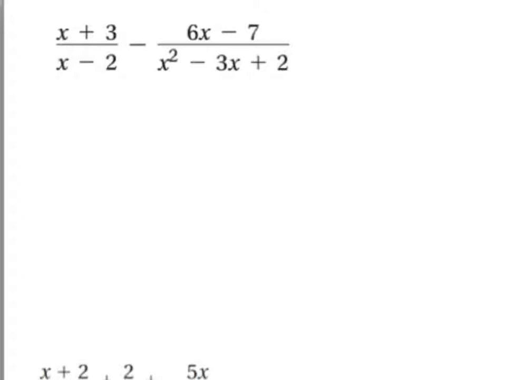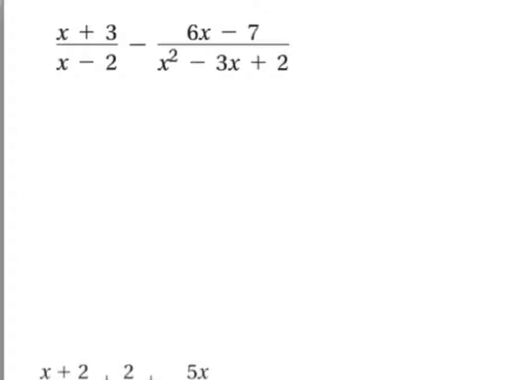Let's try another example. This one's on the back side of your notes. We have x plus 3 over x minus 2 minus that entire second fraction, 6x minus 7 over x squared minus 3x plus 2. So our first step is to factor our denominators to see what we're working with.